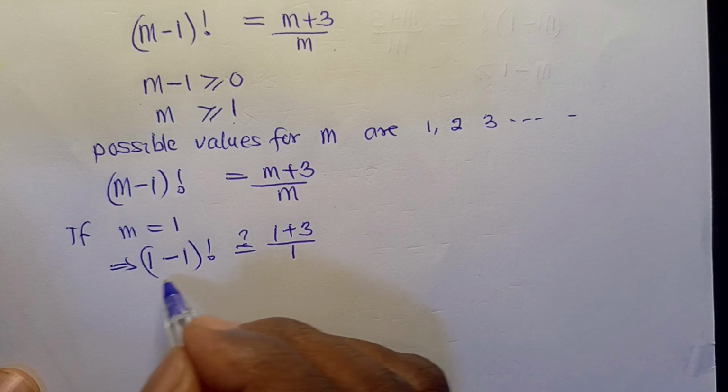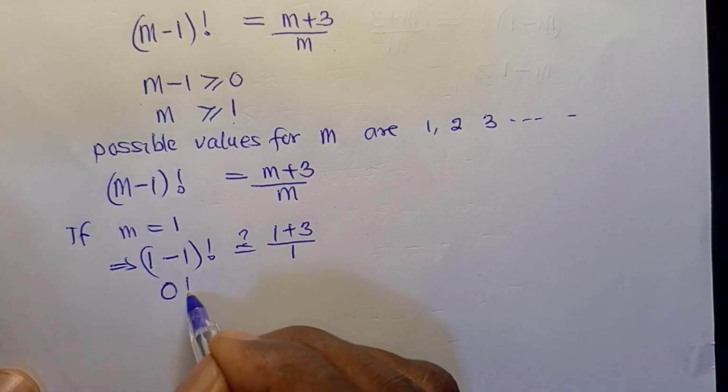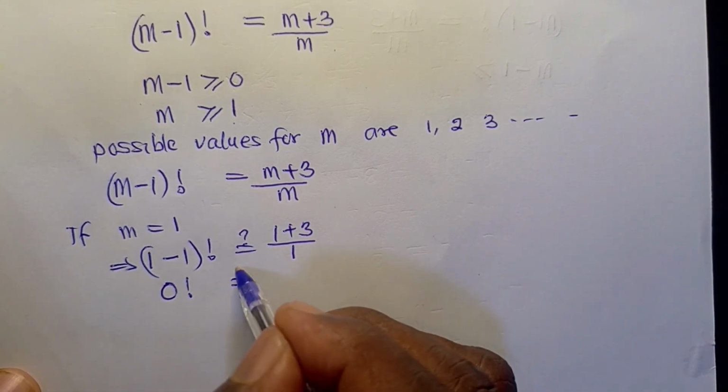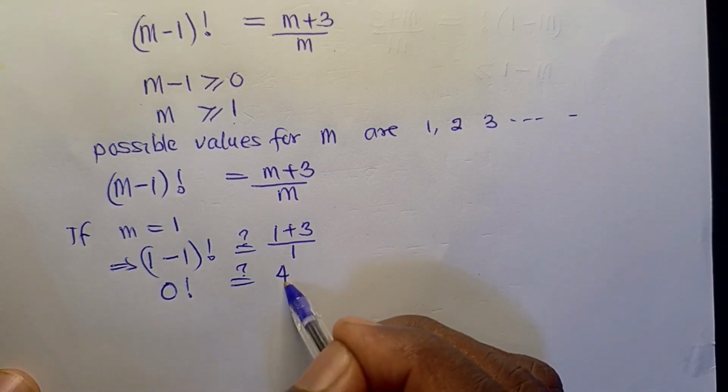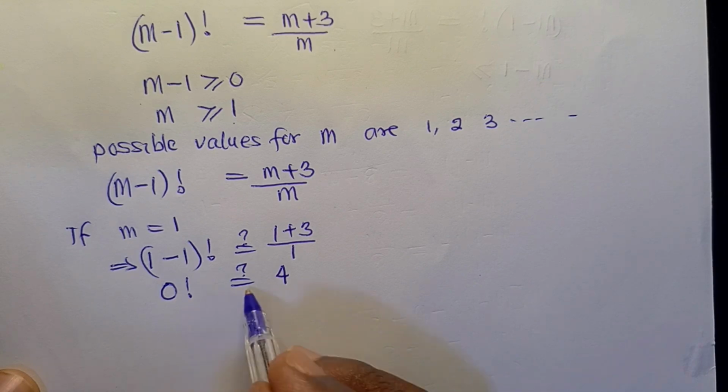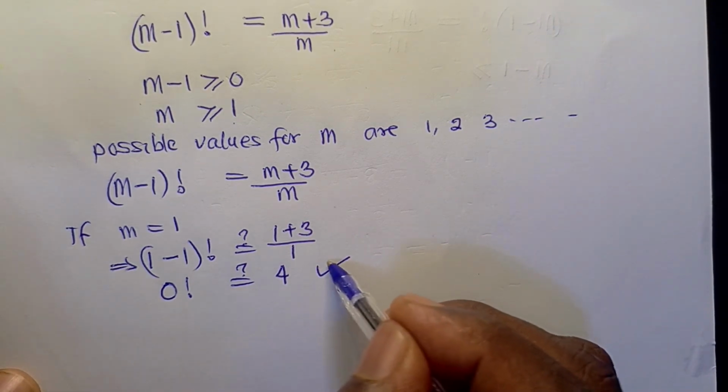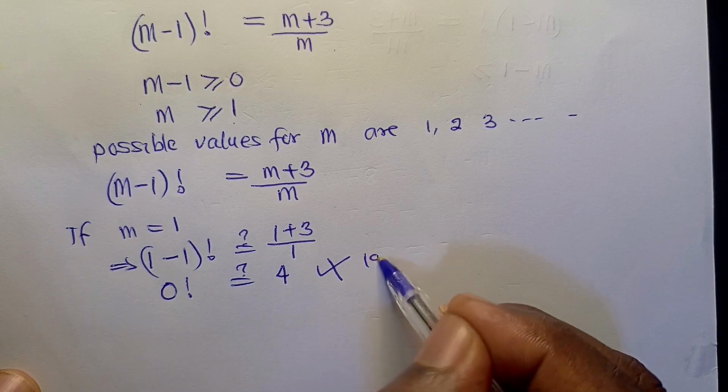So we have 0 factorial equal to 4. So you see that 0 factorial cannot give us 4. So this answer, we ignore that.